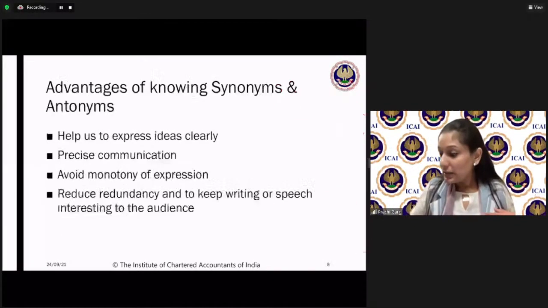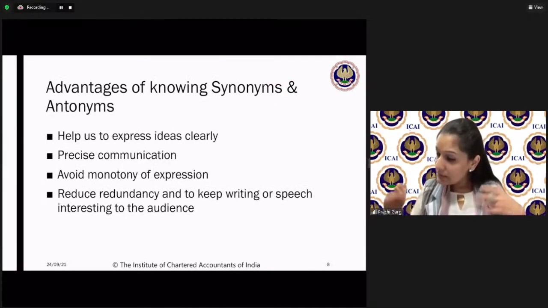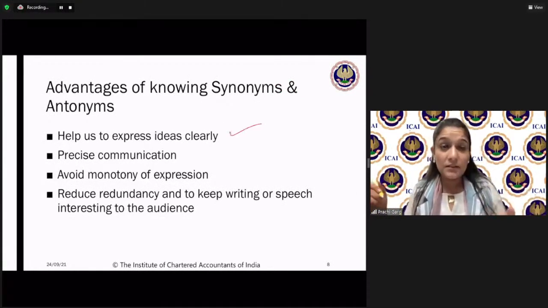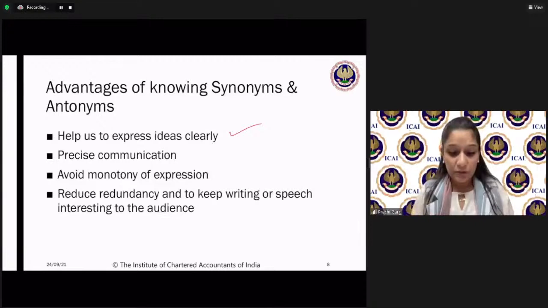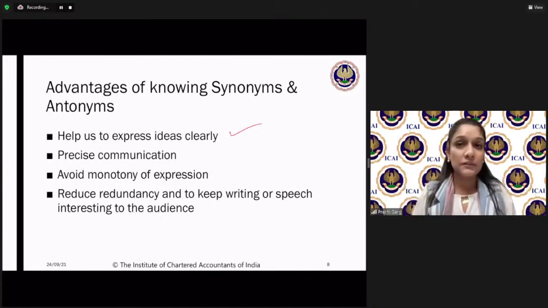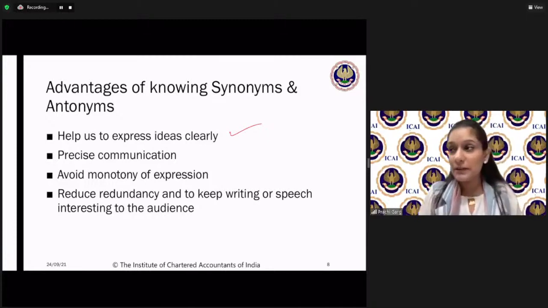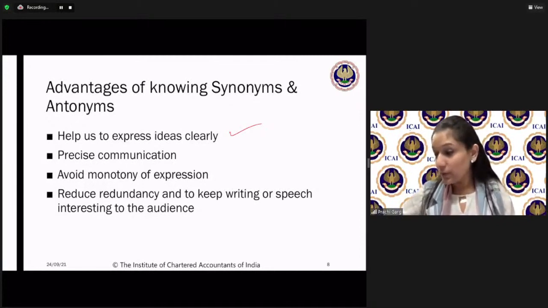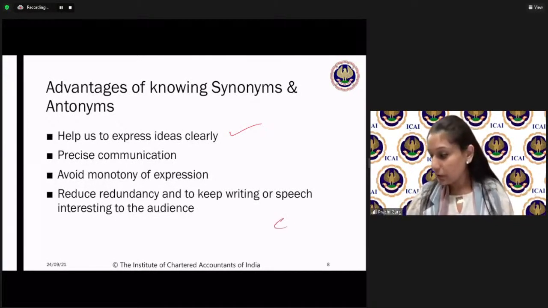Now, like I just said, why do we use antonyms and synonyms? It helps us to express ideas clearly. Yes. If you know to use the word appropriately. For example, you have taken some professional advice. Okay, you don't feel okay, or maybe there's some certain problem and you need a lawyer's advice. You're taking professional legal advice. Or you are taking advice from a doctor. You will use a word for professional advice.